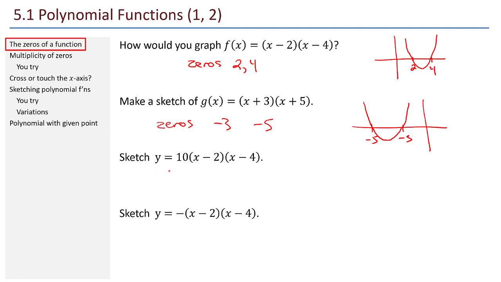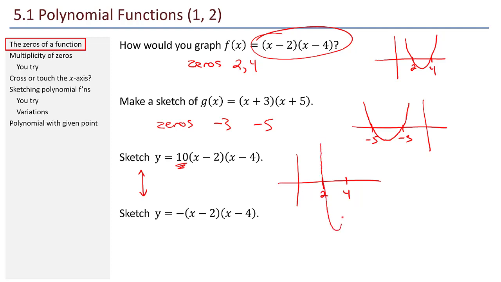Now, how about y equals 10 times x minus 2 times x minus 4? Look at the top. It's pretty similar to what I had before. What effect does that 10 have in front? That's a stretching factor. That will stretch it by a factor of 10 vertically. So I kind of have the same picture. It's the same zeros, 2 and 4, the graph still crosses in the same place. But now the graph is stretched out 10 times as much.